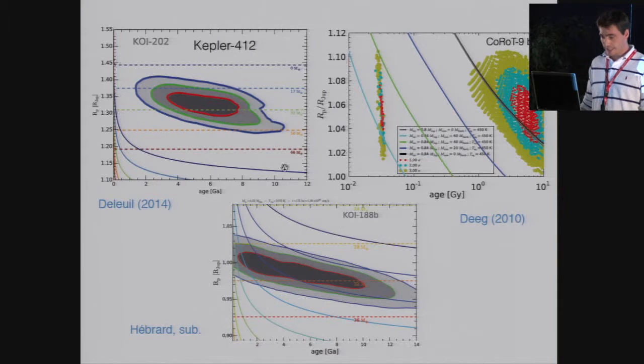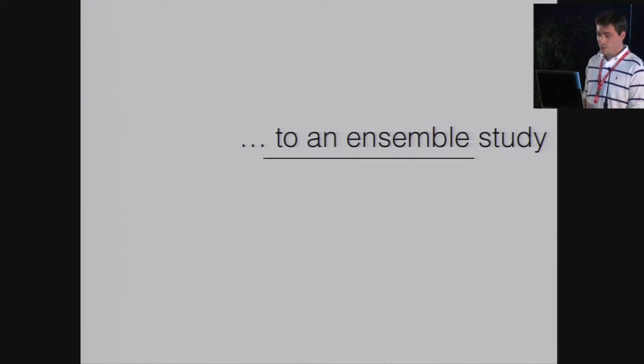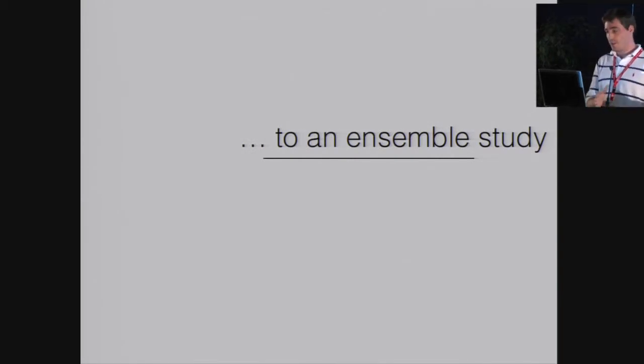And of course, there are some planets where you cannot really distinguish between standard models without dissipation, which give you a smaller core mass, and models with dissipation in dashed line there, where you need more heavy elements to explain the radius. So we are starting to shift from the case-by-case study to an ensemble study. So we are taking into account a large number of planets now.